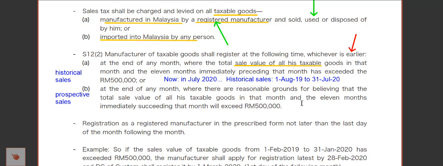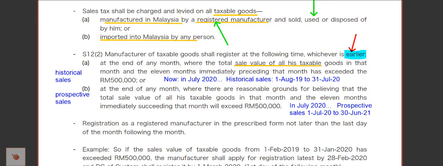Now, or if at the end of any month, where there are reasonable grounds for you to believe that the sales of all your taxable goods in that month and the 11 months immediately succeeding that, meaning we are talking about prospective sales. So if, let's say, in the month of July 2020, your prospective sales from 1st July 2020 to 30th June 2021. Okay, now you have to look at both the historical sales as well as the prospective sales, and whichever one that you look at it is earlier.